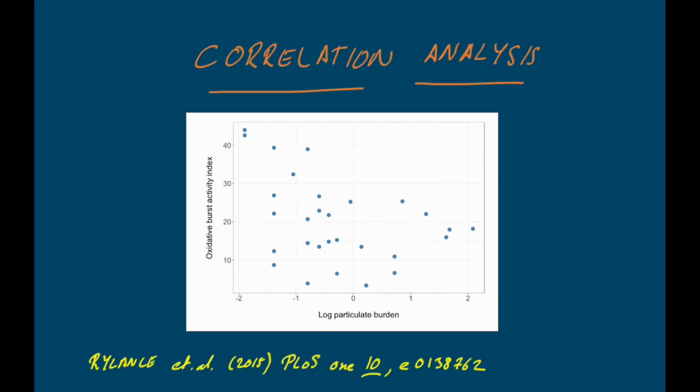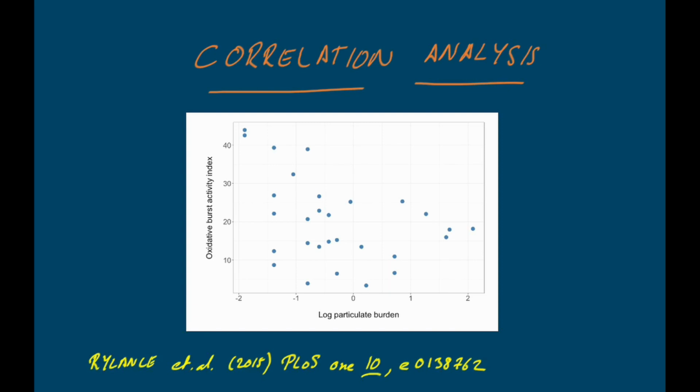And on the y-axis we have something called the Oxidative Burst Activity Index. That's a measure of how strong a certain component of the immune response is in the people living in those houses. So you can look at this scatter plot that I've drawn here and you can see that there is maybe some kind of relationship there. Certainly for the high particulate burden people, we don't have any of the really high oxidative burst data. But the overall picture is quite difficult to understand.